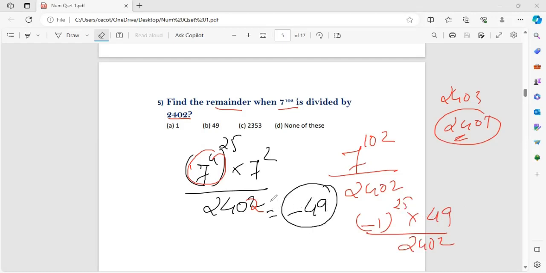Now, we know that we never express the final answer in negative. Negative remainders are just used for calculation purposes, calculation shortcuts. So, how to read the final answer? Yes, perfect. Observe the divisor, that is 2402, isn't it? Now, subtract the absolute value, that is 49. That gives the answer as 2353, right? So, answer will be option C.